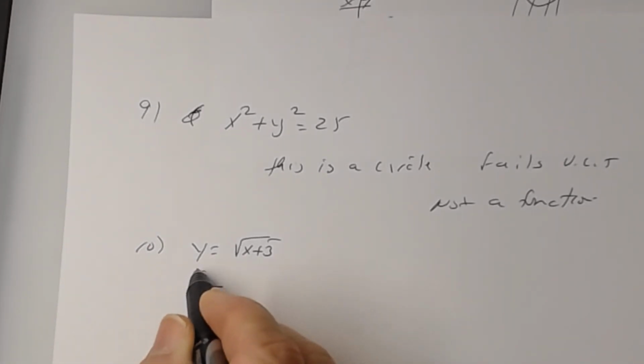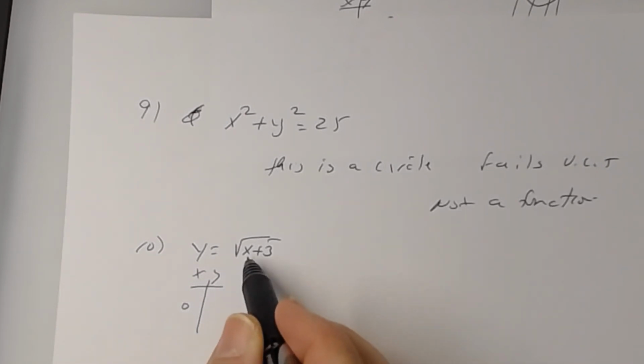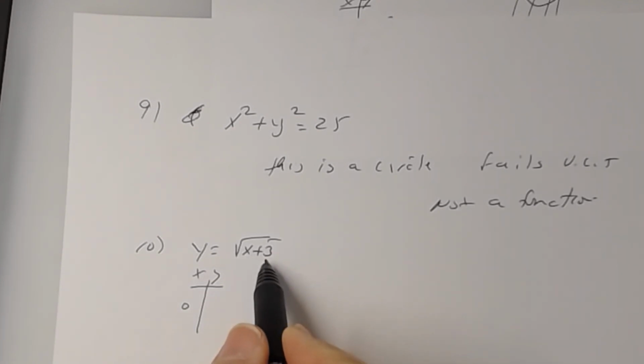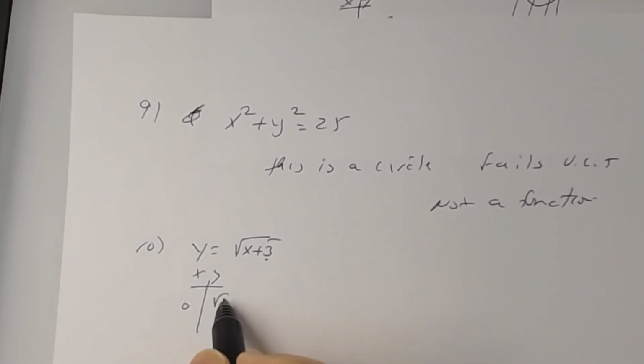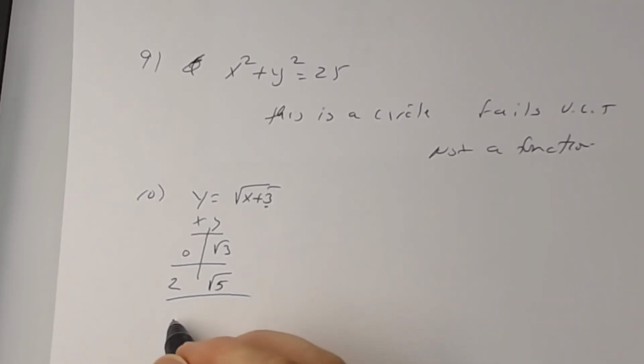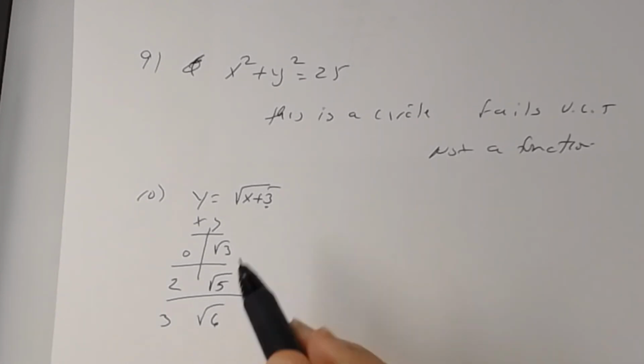So here's what I'm asking you to do. If x is 0, how many y values do I get? 1. Because look, what's 0 plus 3? And I get the square root of 3. Whatever the square root of 3 is, there's only 1 y value, right? If x is, let's say, 2, I get the square root of what? 5. 1 y value. If x is, let's say, 3, I get the square root of what? 6. 1 y value. Is that always going to be true? Yes. That's a function.